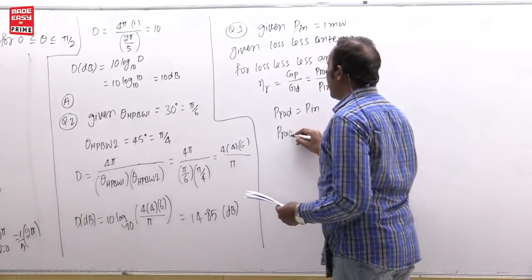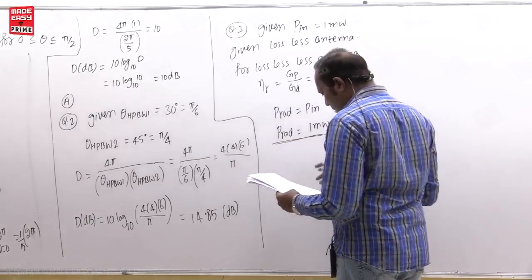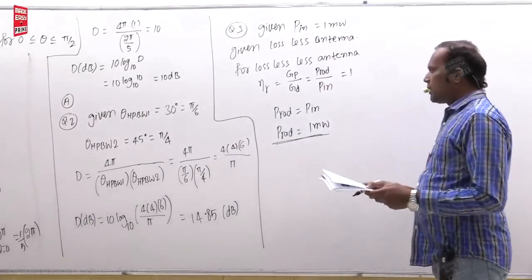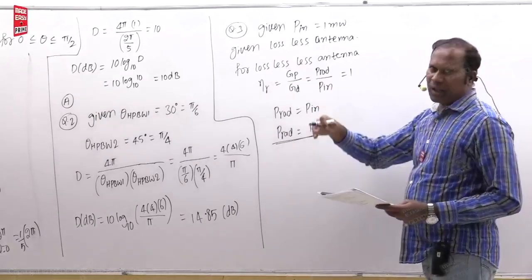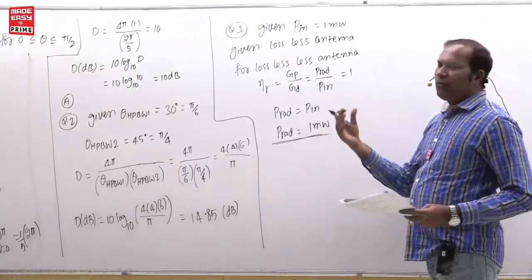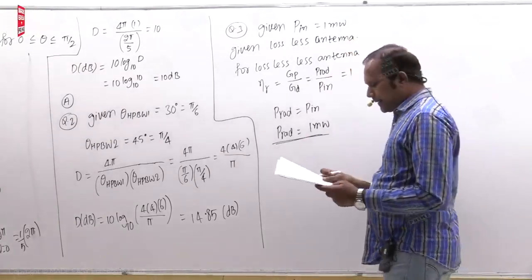So how much power is radiated, he is asking. The answer is 1 milliwatt only, student, because power radiated is equal to power input. After giving so much story, he has confused you. That's it. You have to catch the point, that it is a lossless antenna.